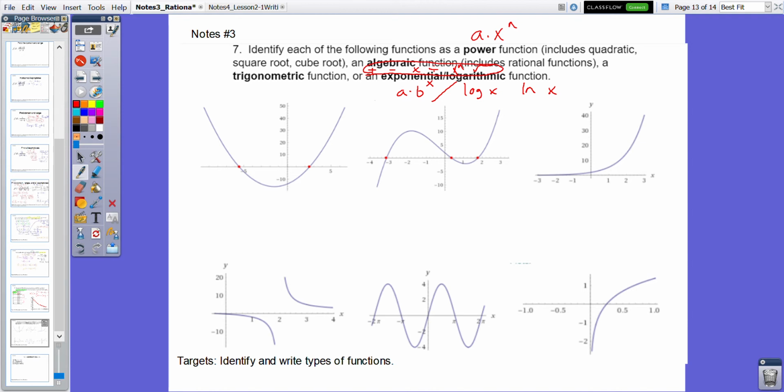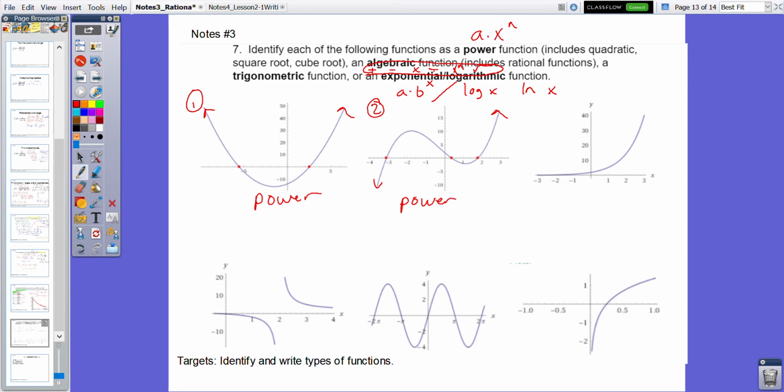Looking at the first graph right here, number 1. Once again, there's no identifiable asymptote and there's no break, and it has identifiable end behaviors here. Therefore, this is a power function. Looking at number 2. Once again, we can identify its end behaviors. So we have negative infinity to the left, positive infinity to the right, and there's no asymptotes here. So therefore, this is another power function.